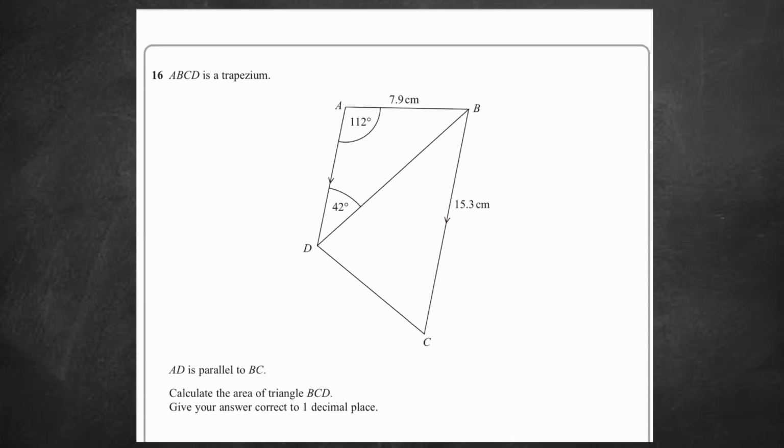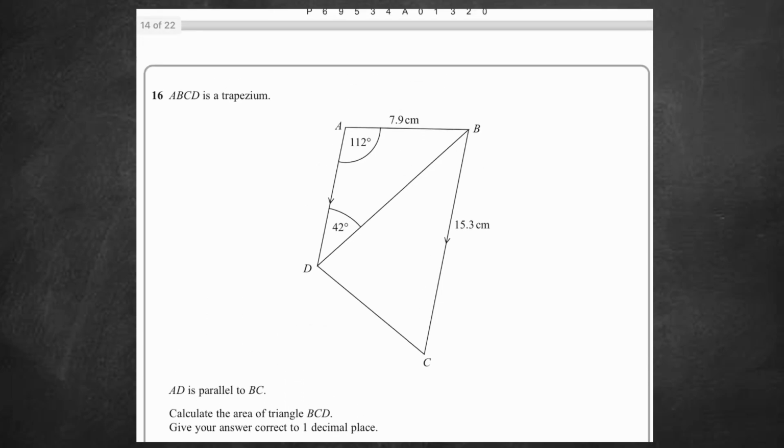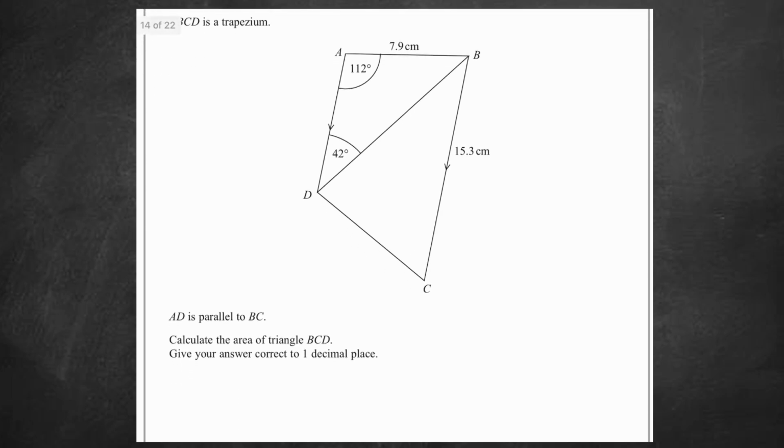Question 16. ABCD is a trapezium. AD is parallel to BC. Calculate the area of the triangle BCD. Give your answer to one decimal place. Okay, so we're going to need to find BD first, and to do that, we're going to use the sine rule. So we know that BD over sine 112 is equivalent to 7.9 over sine 42, as this side is opposite this angle and this side is opposite this angle.